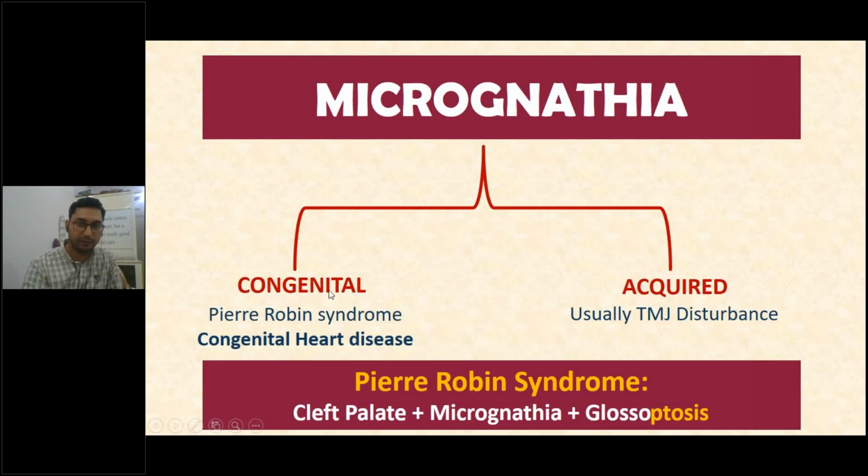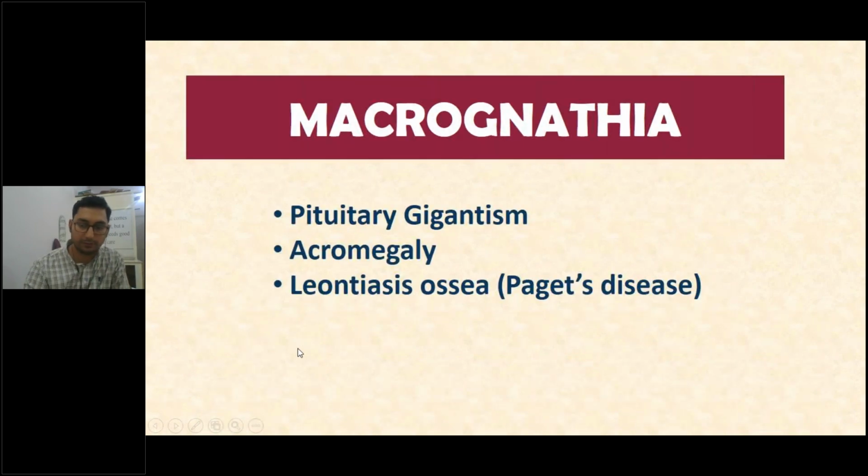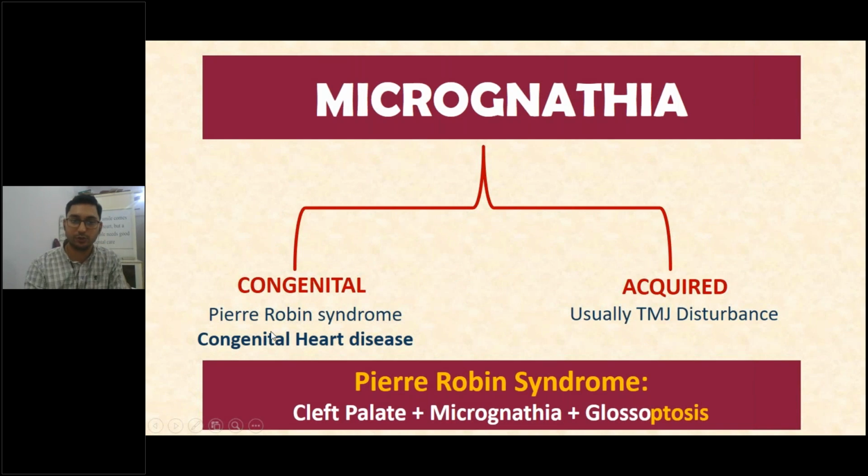This can be congenital or it can be acquired. If it is congenital, it is of two reasons: Pierre Robin syndrome and congenital heart disease. This you need to remember, right? So this congenital heart disease, they have asked a question before.